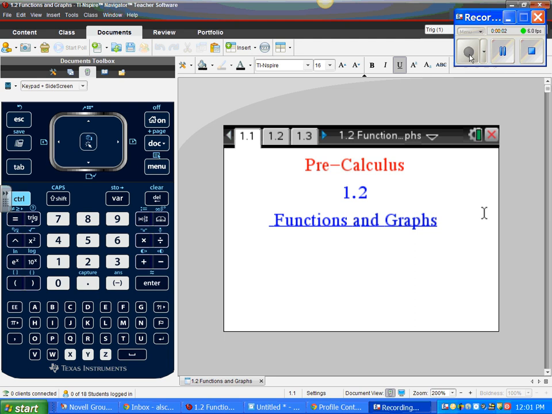Okay, so what we're going to be talking about today is functions and graphs. So you should be open to 1.2 on your calculator and be ready to go.